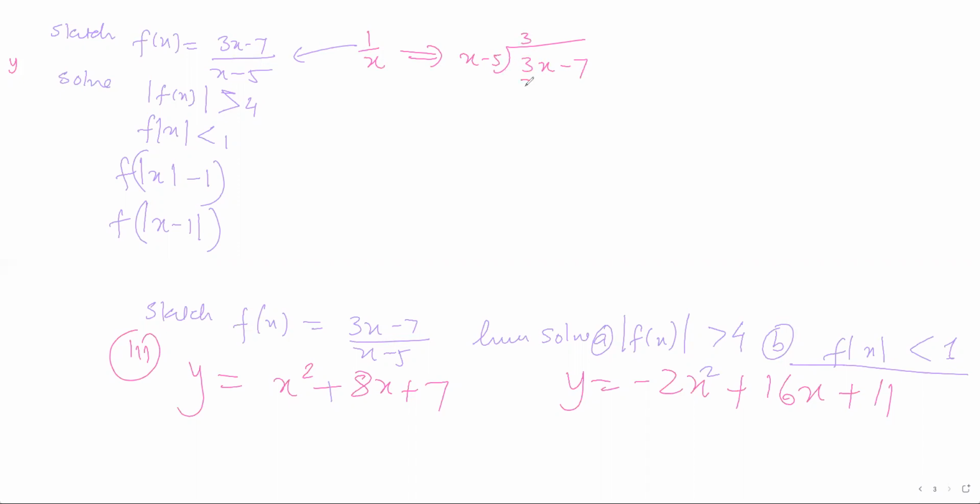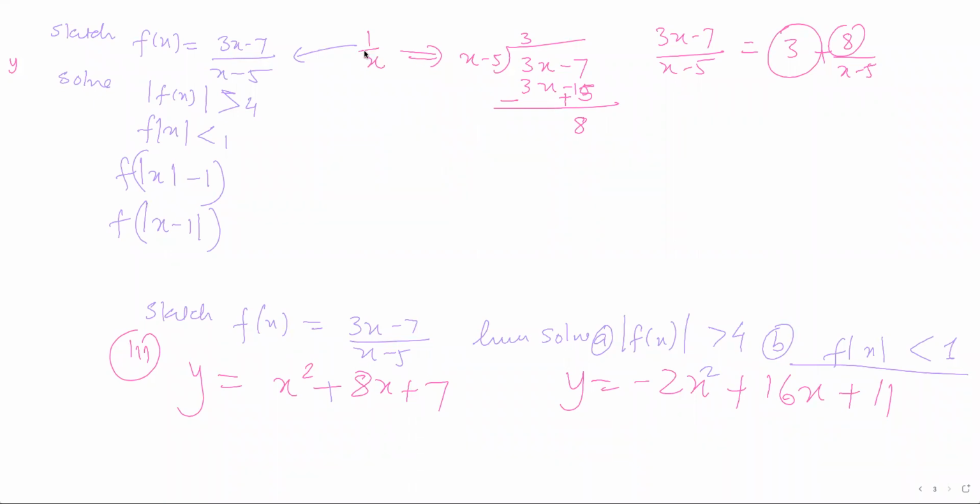Basically long divide this. You're going to get 3x minus 15. So this is going to be minus, and you're going to get this as plus. This is 8 out here. So you can write down 3x minus 7 upon x minus 5 basically as 3 plus 8 upon x minus 5. So quotient plus remainder over divisor. So that's the first part.